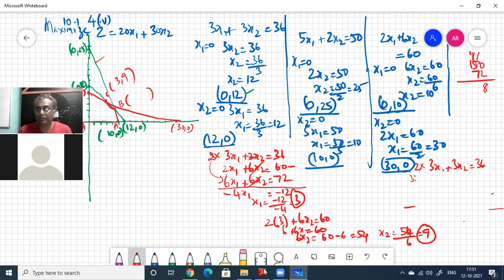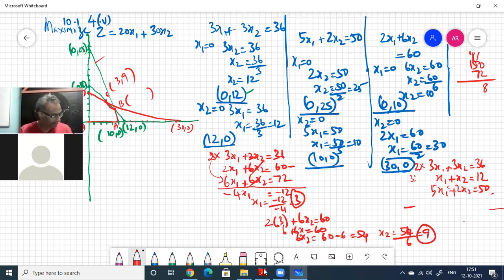First, 3x1 plus 3x2 is 36. Instead of that, let us say x1 plus x2, divide that by 3, 12. Okay. Then what is the other one? 5x1 plus 2x2 is equal to 50.